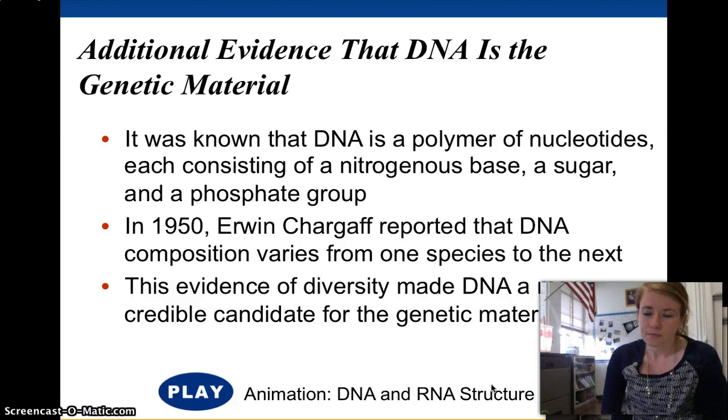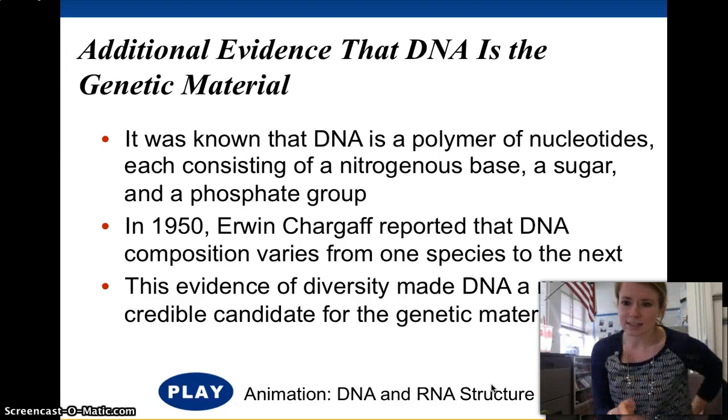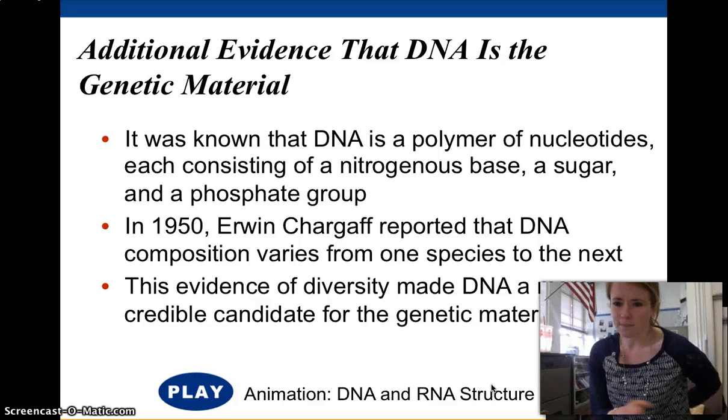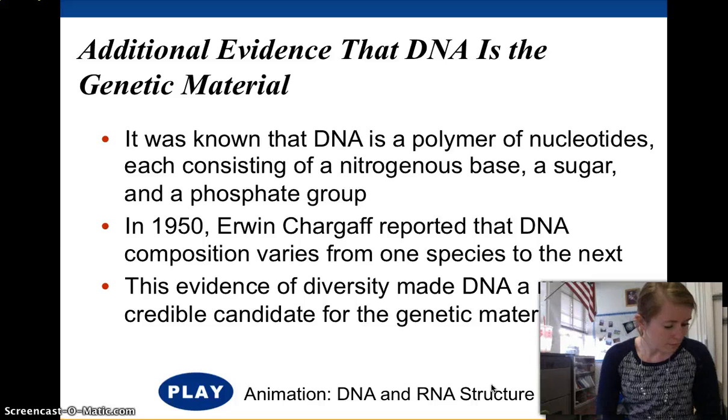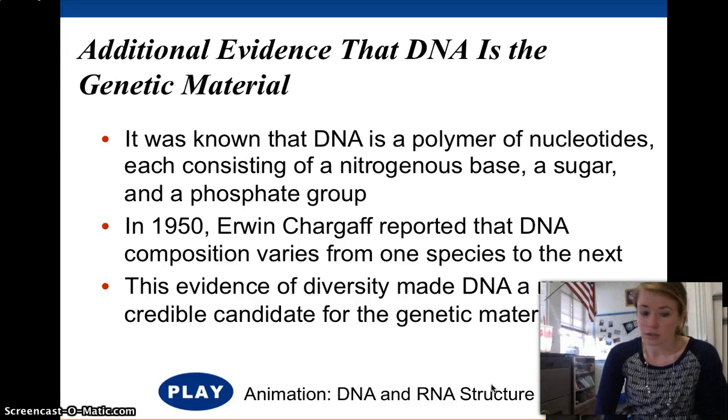So they knew that. And Erwin Chargaff was able to determine that the kind of DNA was different between different species, which was really interesting. So, for example, he saw that in humans, 30.4% of the base pairs in DNA were adenine, but only in E.